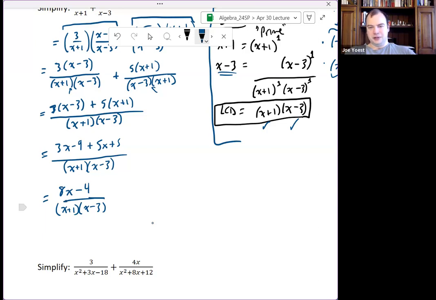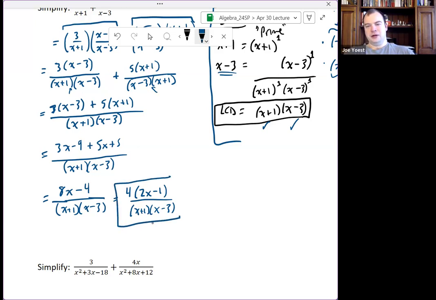So I have (8x - 4) over (x + 1)(x - 3). My denominator is already factored. I've got everything under one fraction and fairly simplified, but I do notice that in the numerator, there is a common factor of 4 in the first and second terms. I factor that out. I look for any common factors, and it doesn't appear there are any common factors in the numerator and denominator to divide out. So that's my answer.